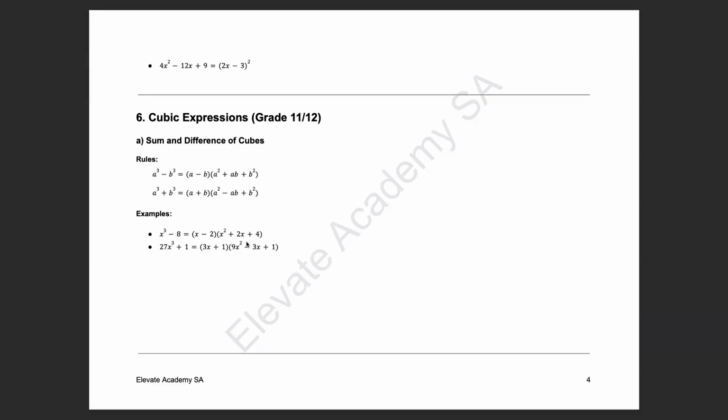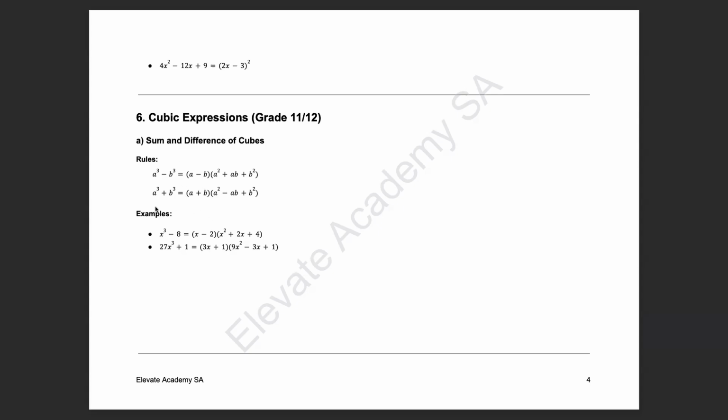We're almost there. So now let us look at cubic expressions. Sum and difference of cubes. So this is only if you are in grade 11 and 12. So let us look at these rules. If you have a difference of two cubes, again, it has to be a difference of two perfect cubes, then we can factorize it as such. And if we have a sum of two cubes, we can also factorize it, but it will be slightly different. So let us look at these examples and let us see what's going on.